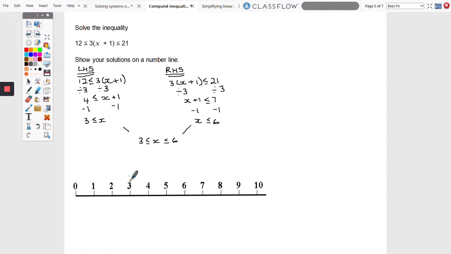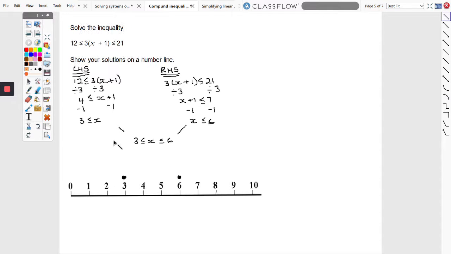And we can then represent this on our number line. And again, we used filled circles here, so solid circles, at 3 and 6 because those are included in the inequality. And then we're going to join them with a straight line.